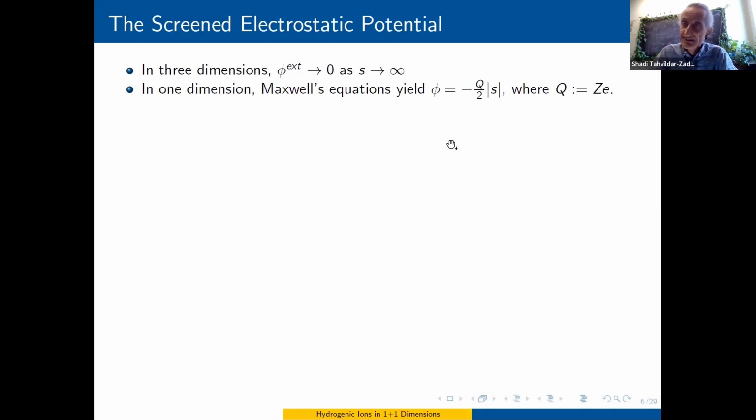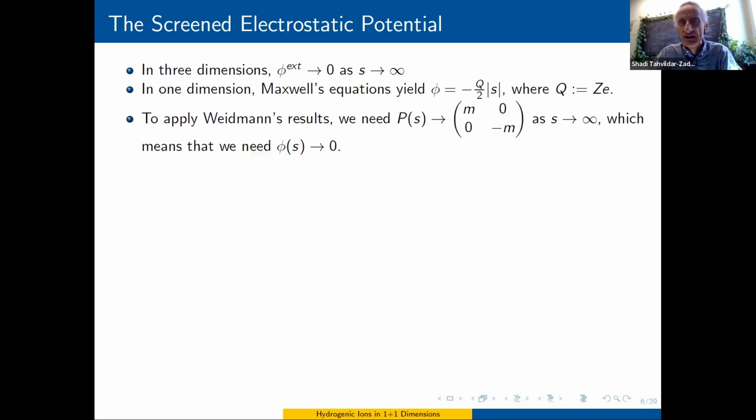That's unfortunately not the case if you are in 1 dimension. If you solve the same Maxwell's equations in 1 dimension, you get that the potential is actually constant times the absolute value of s, not 1 over the absolute value of s. So this constant is Z, the number of protons in the nucleus, times the unit of electric charge e. So that creates a problem already, because with this kind of potential, you cannot really expect any bound states for your Hamiltonian.